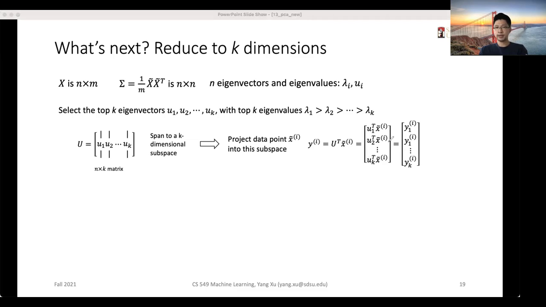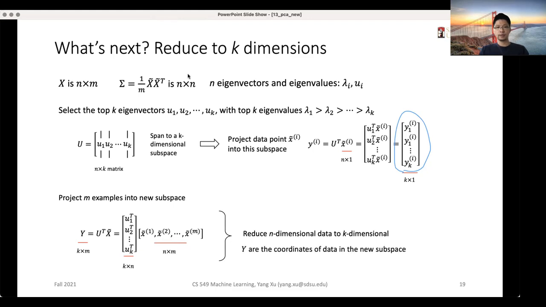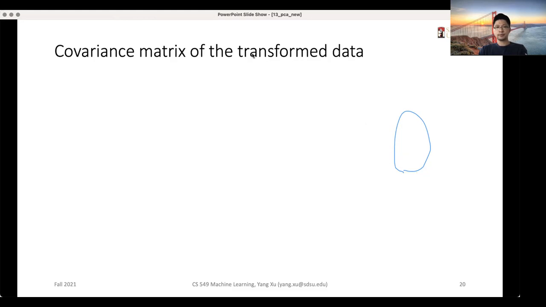You see, the X has n dimensions, but the resulting new coordinates would have k dimensions. We convert the n by 1 data to k by 1 data. And we can project m examples at the same time, from n by m data to k by m data. So we have successfully reduced the n-dimensional data to k dimensions. For visualization purposes, we can use k equals either 2 or 3.